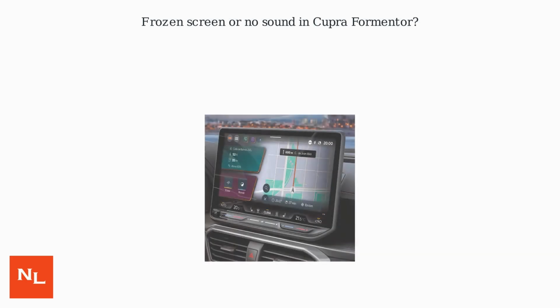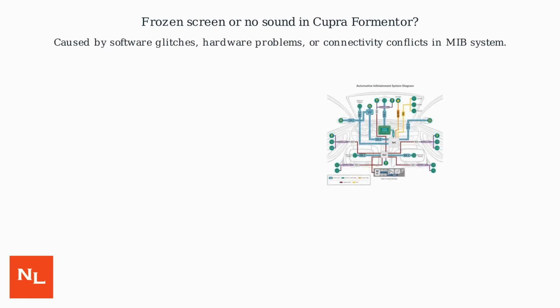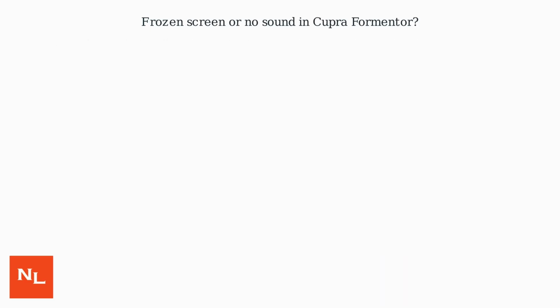Experiencing a frozen infotainment screen or no sound in your Cupra Formentor can be frustrating. These issues often stem from software glitches, hardware problems, or connectivity conflicts within the modular infotainment matrix system.